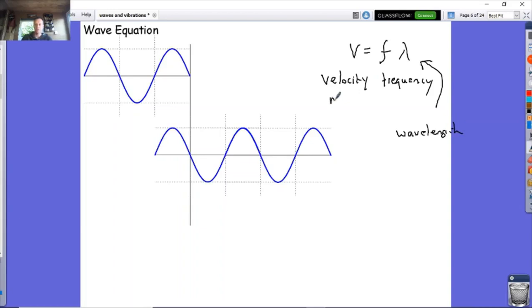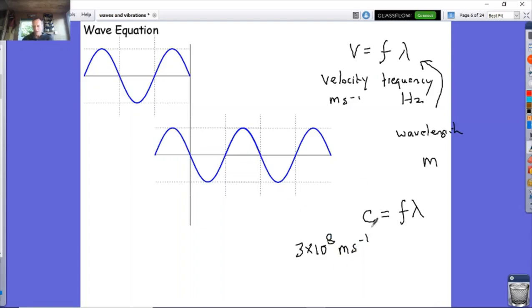The units of these: velocity is measured in meters per second, the frequency is measured in hertz, and your wavelength is measured in meters. Now, you may have met the equation beforehand where you have c = f lambda. We use this a lot in electromagnetic waves because all electromagnetic waves travel at 3 times 10 to the power 8 meters per second.